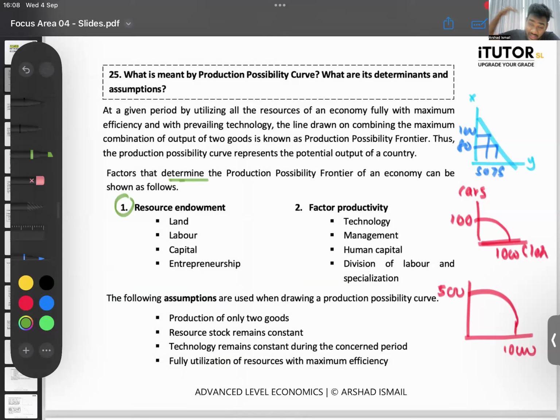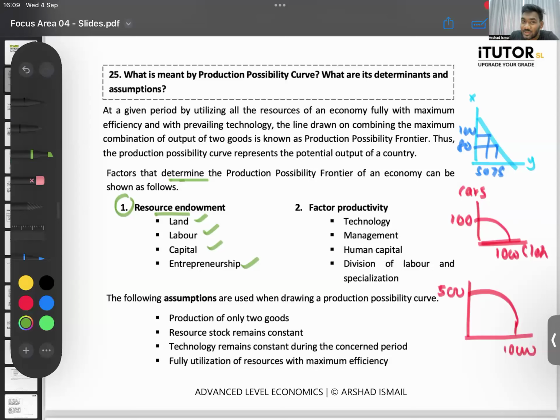How come they had a way bigger PPC than Sri Lanka? Because Japan had a very high level of resource endowment. What is resource endowment? Resource endowment means how much of resources you have. So the amount of land, labor, capital, entrepreneurship in Japan might be way higher than in Sri Lanka. That's why Japan's PPC is big.